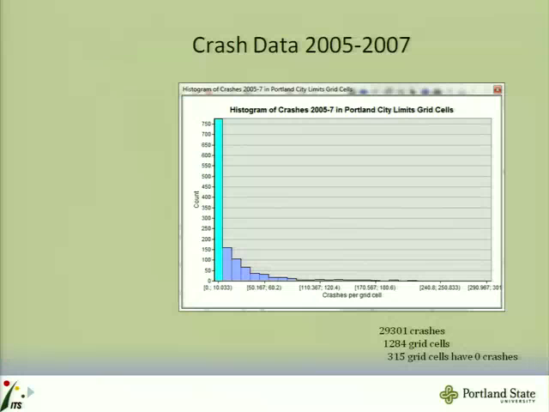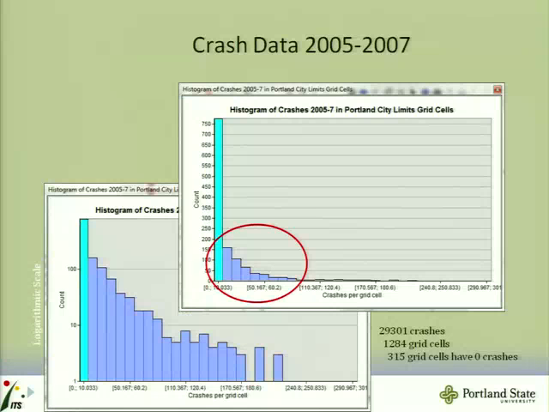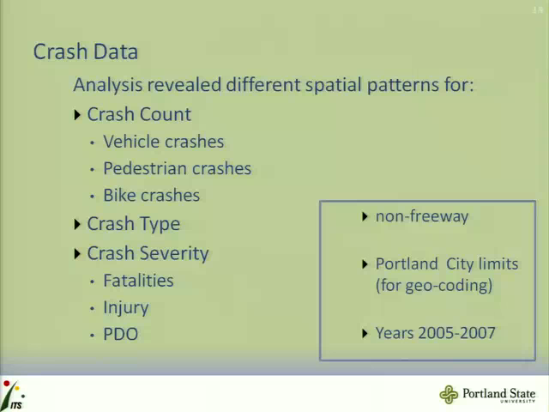Looking at the crash data and a histogram of the types, there were over 29,000 crashes in those 1,284 grid cells. 315 of the cells had 0. And just zooming in on that one area so you can see more, we had a lot of cells that had very few crashes, but there was a fair distribution of crashes at different levels.